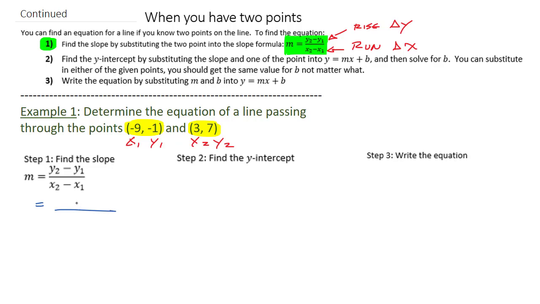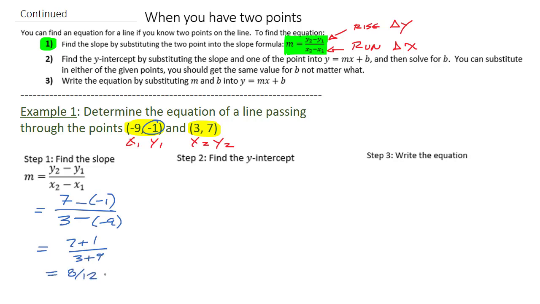Don't forget, you should have a minus in the middle. So we got to be careful here because sometimes we're going to get double negatives. So I'm going to go 7 is y2 minus -1. A lot of us, if we make a mistake, we always just put 1 negative. It's 7 minus a -1, so it's a double negative. And 3 minus -9. All right, so let's see what we got. We actually have 7 plus 1 divided by 3 plus 9. So that gives us 8 over 12.